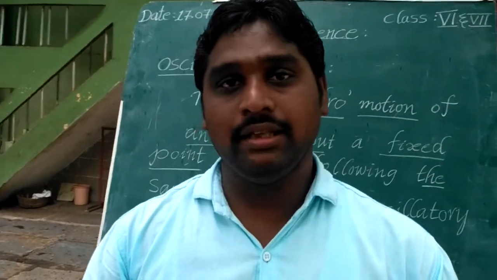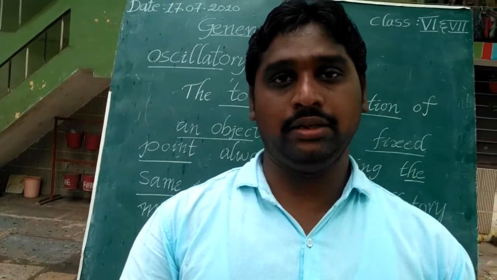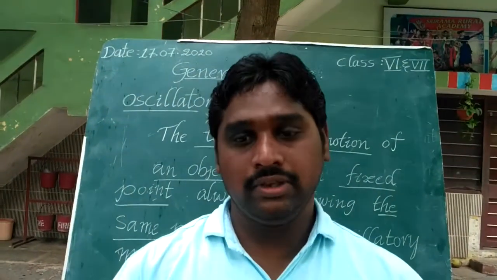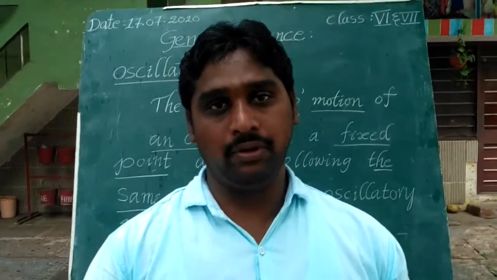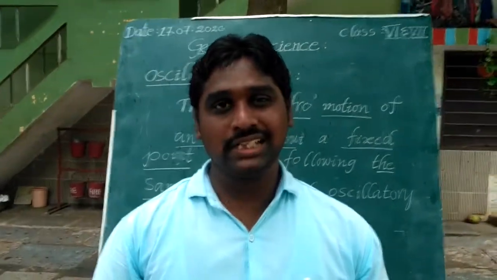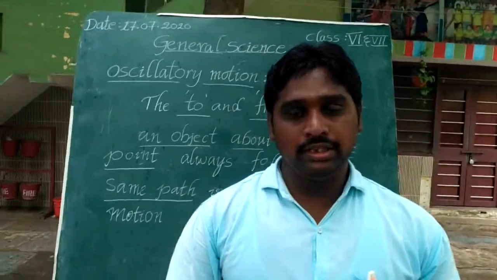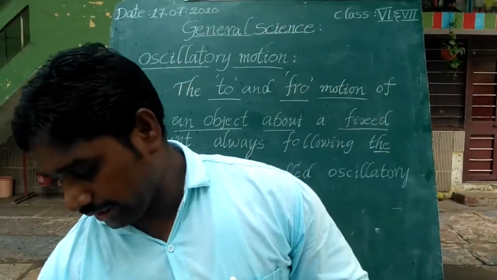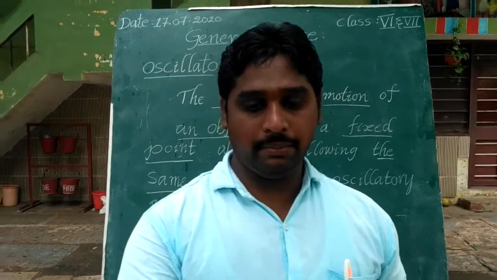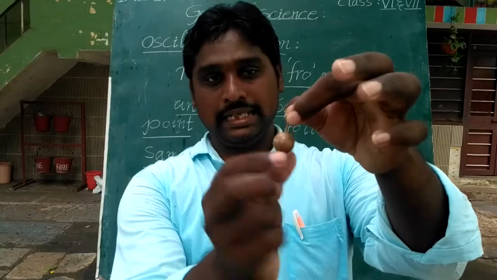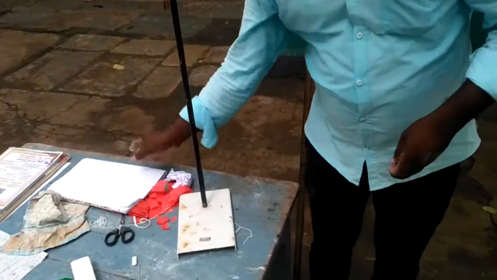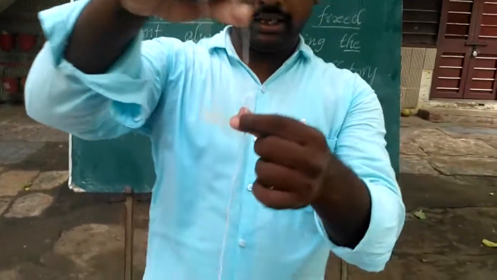Now, to explain this oscillatory motion, we conduct a small activity to understand the concept. In this activity, we take a metal ball. Okay, students, what is this? This is a metal ball. This metal ball is tied up with a cotton thread.